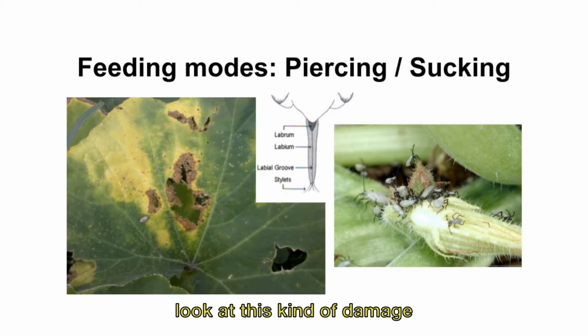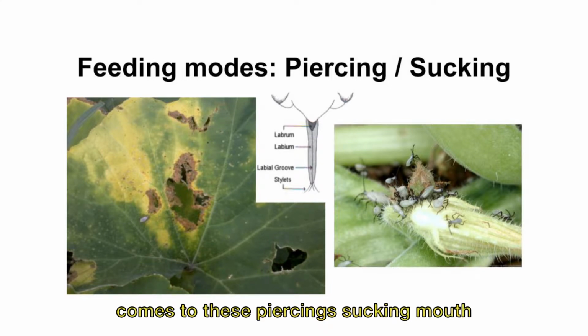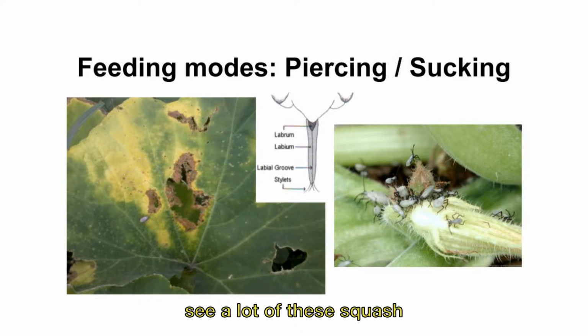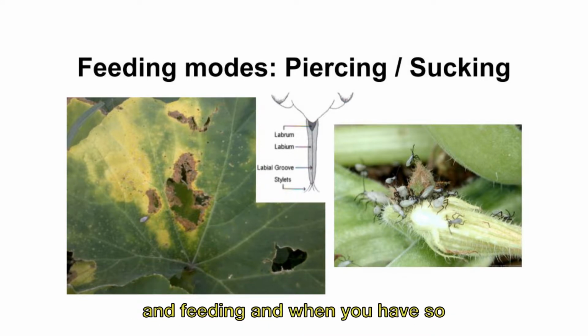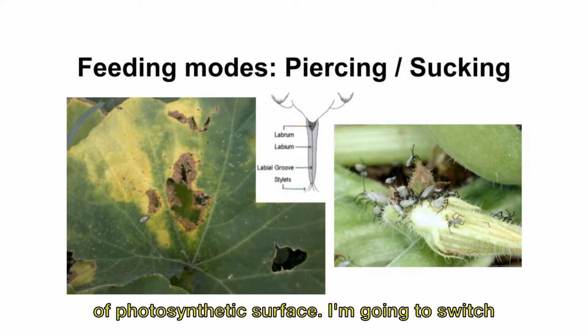So when you look at this kind of damage over here, here is a squash bug nymph feeding on a squash leaf over there. The damage looks a lot more like diseases, and this is where I think people start getting lost with what's a disease, what's an insect, when it comes to these piercing, sucking, mouth part feeding damage types. So you can see a lot of these squash bug nymphs aggregating on the plant and feeding, and when you have so many of them doing the damage, you can really have significant losses of photosynthetic surface.